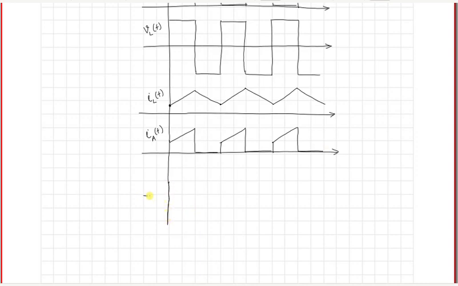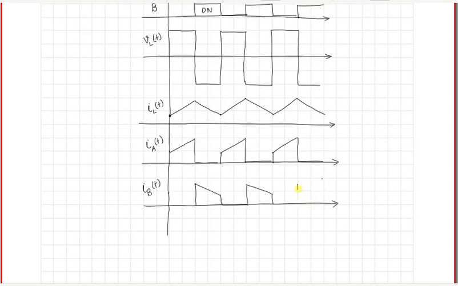And what we next have is the current through switch B, which you can understand would be just the negative part. So we will have it in this fashion. This would be the waveform of the current through switch B.